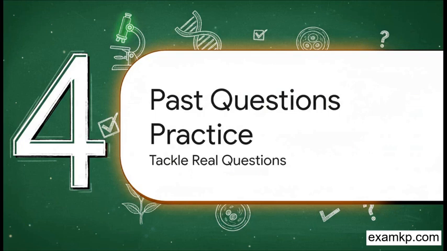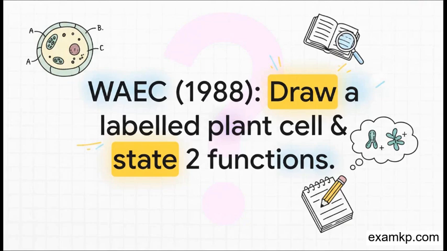Let's kick things off with a classic from WAEC. Look at the question carefully. It has two parts. Part 1, make a labeled drawing. Part 2, give the functions. The command words are crucial here. They are not just asking for a drawing. They are asking for a labeled drawing and the functions of what you've labeled. You must do both to get the marks.